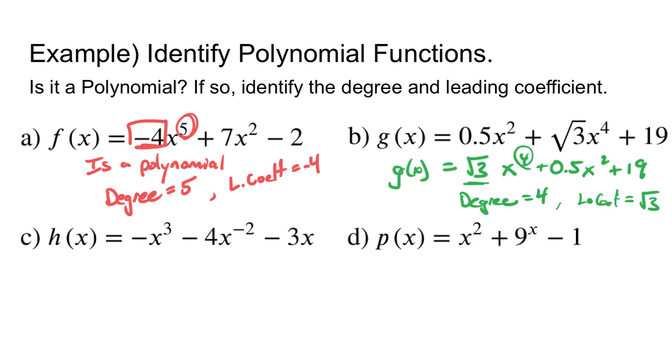What about C? Well, let me look at C. Okay, that's fine, but look here. Negative in the exponent. That's no good. So this is not a polynomial.